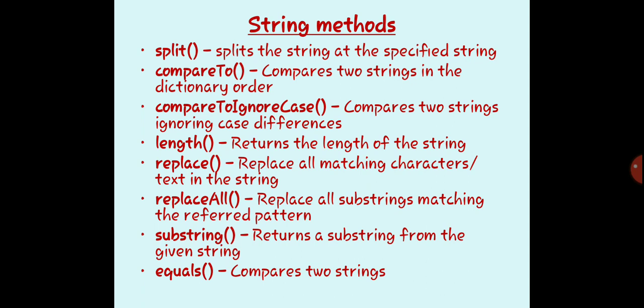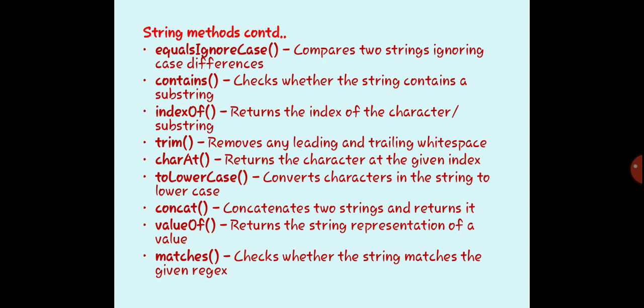Okay, that's it. Then substring returns the substring of a given string. Then equals compares two strings. It will return whether it is true or false. Then equalsIgnoreCase also compares the two strings, ignoring the cases, right? Then contains checks whether the given substring is available in the string.